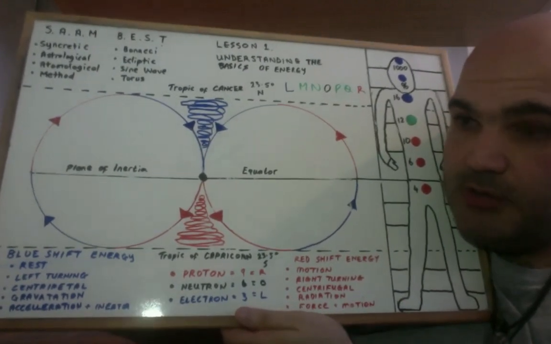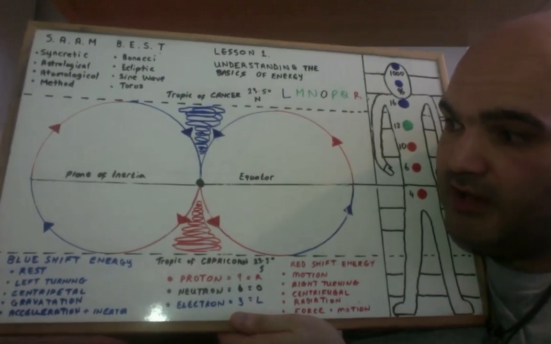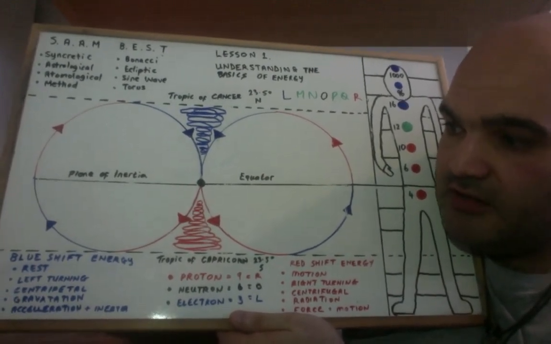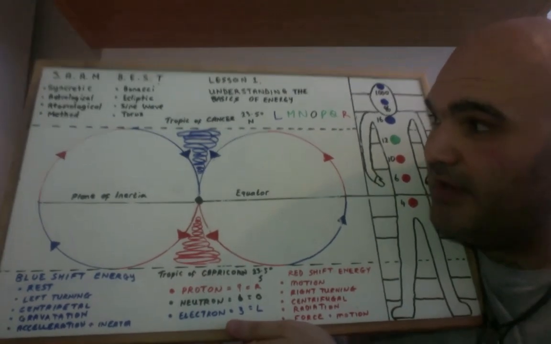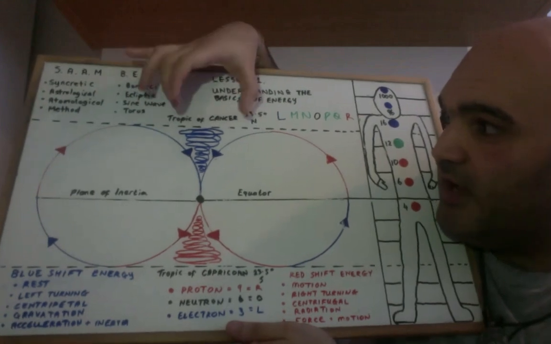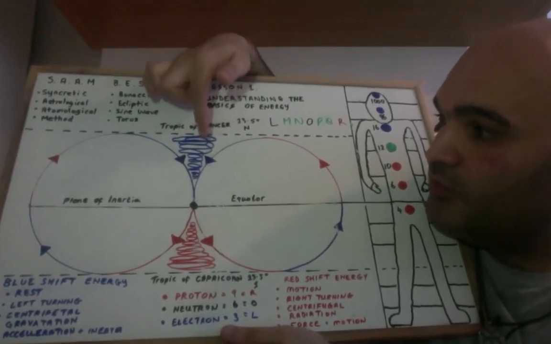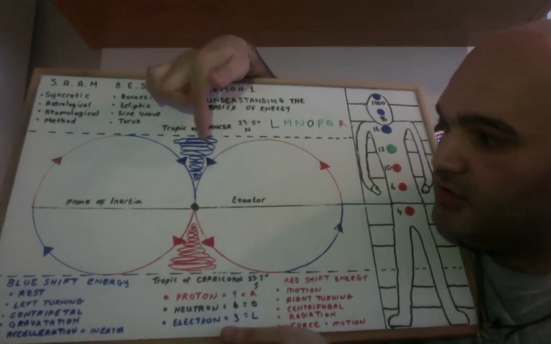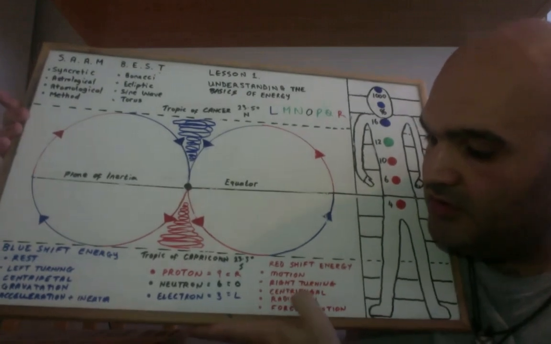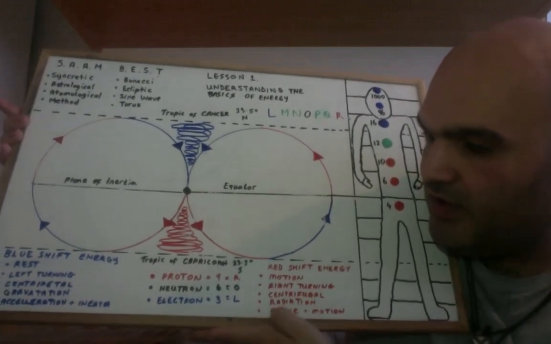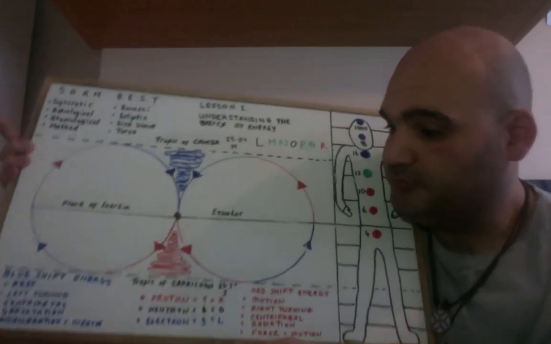So showing you the main bullet points in regards to blue shift: light is rest, left turning, centripetal, gravitation, and acceleration and inertia. Basically what all those things mean is that blue light is going towards the center. It's converging in towards the center. And with redshift, it's motion, right turning, centrifugal, radiation, and force and motion, which is all energy coming outwards from the center.